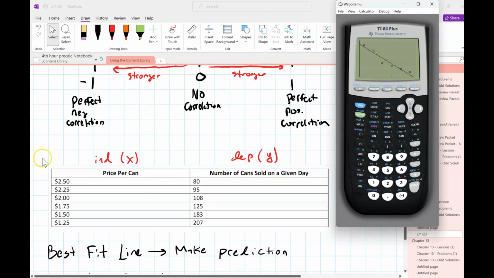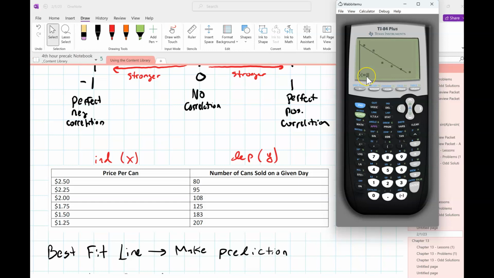So let's say that we have this same data set that we've been using, and we want to predict the number of cans sold if we charge like $1.85 or something. Everybody's okay with that? There's two ways we can do this. So from our graph, one way we can do this is we can press second and then the trace command. That's going to open up the calculate menu. From there, we can pick the value option.